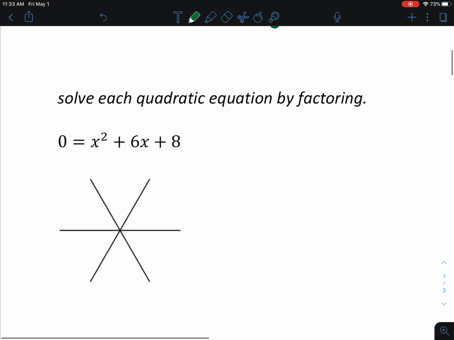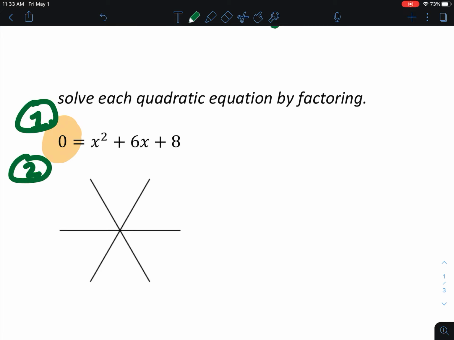So first step is to make sure it's equal to 0. In this case, it is equal to 0. So that's my first step. So I don't need to do inverse operations. I'm good. Second step is the snowflake method. So let's talk about what our A and our B and our C are. My A in this case is 1, my B is 6, and my C is 8.